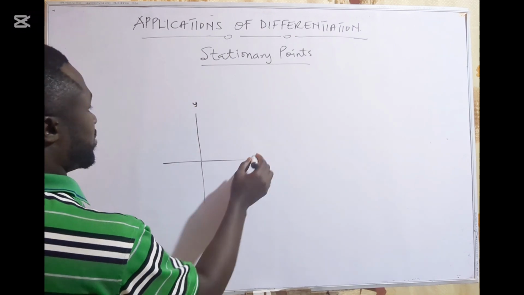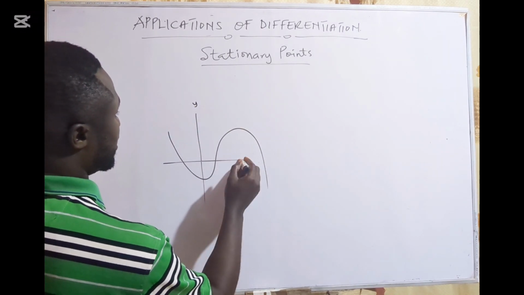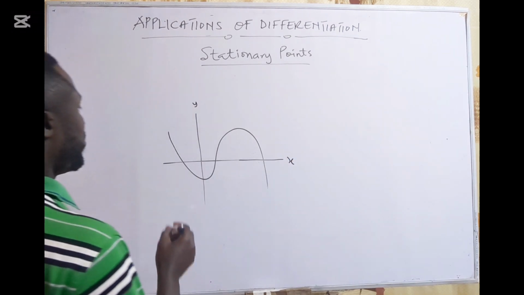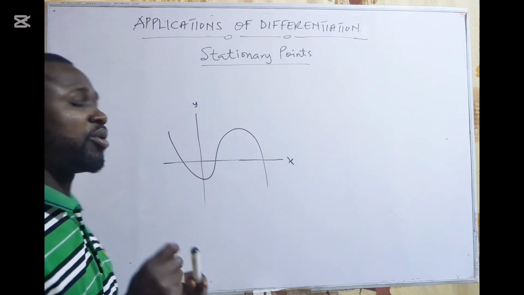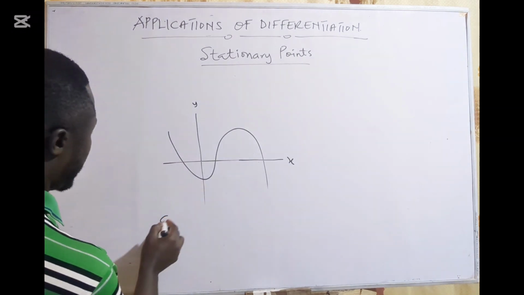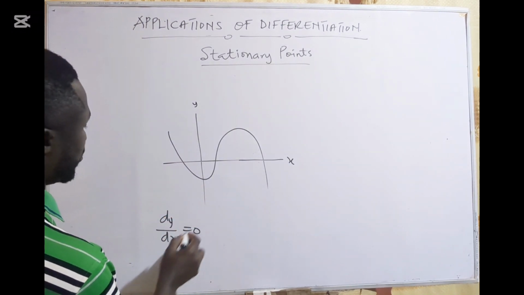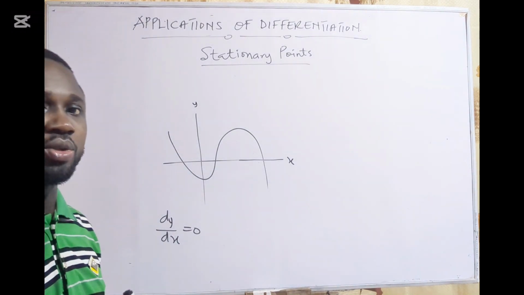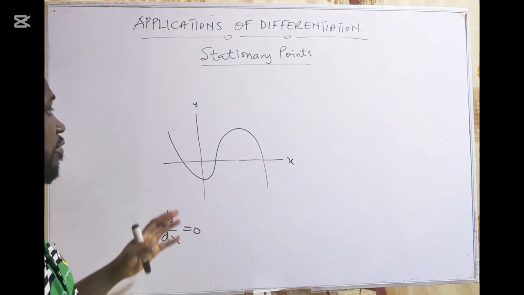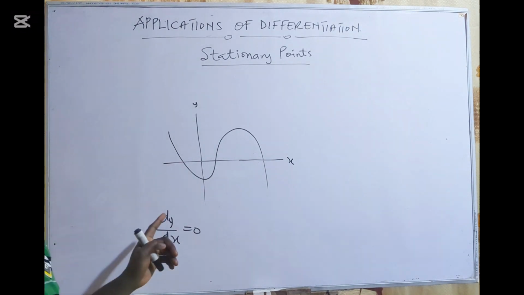with my y-axis, my x-axis, and when I have a curve, let me extend this. When I have a curve like this, the stationary point is a point on the curve where dy on dx is equal to 0. So where can we get dy on dx to be equal to 0 on the curve? dy on dx, we know that is the gradient function.